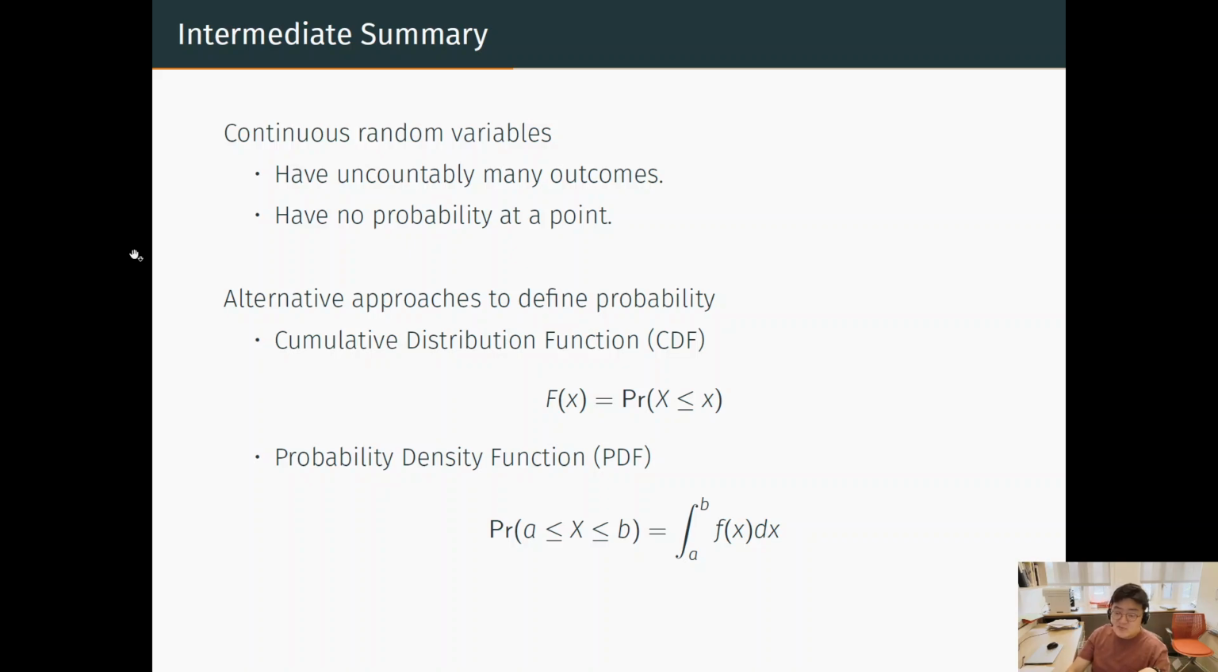Okay, in the next video, I will start the normal distribution. Normal distribution is, of course, a continuous random variable. So we are going to start with how to think about the CDF and PDF of a normal distribution.